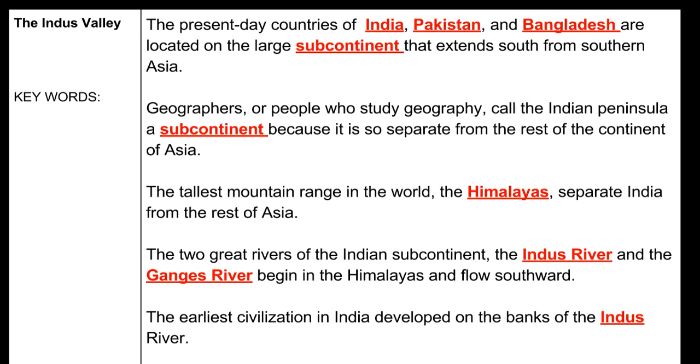The tallest mountain range in the world, the Himalayas, separate India from the rest of Asia. The 2 great rivers of the Indian subcontinent, the Indus River and the Ganges River, begin in the Himalayas and flow southward. The earliest civilization in India developed on the banks of the Indus River. What I want you to do now is write down any keywords that you notice in the column to the left.